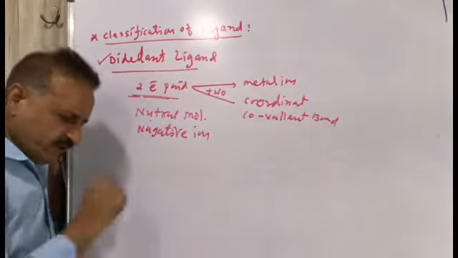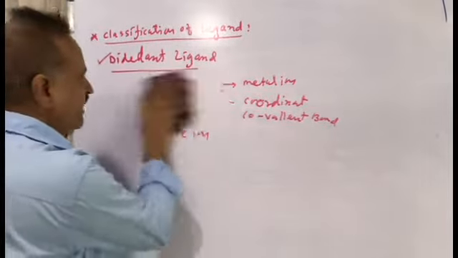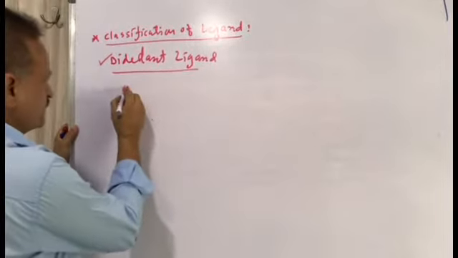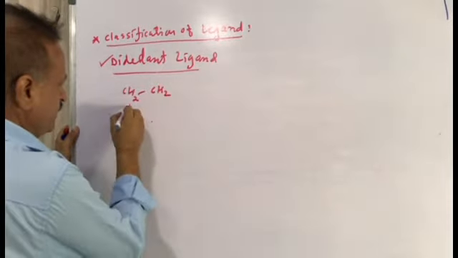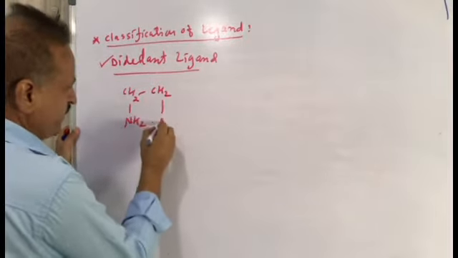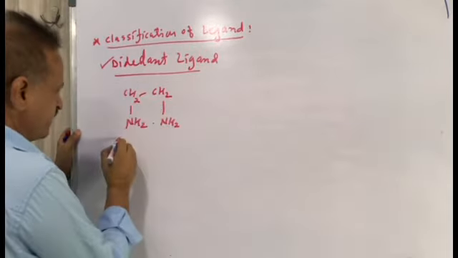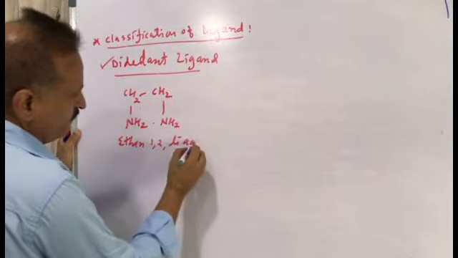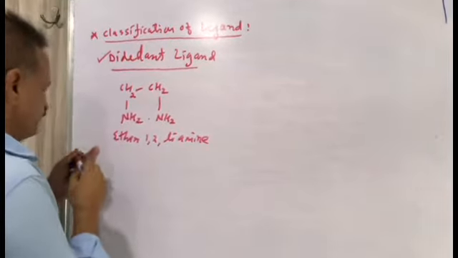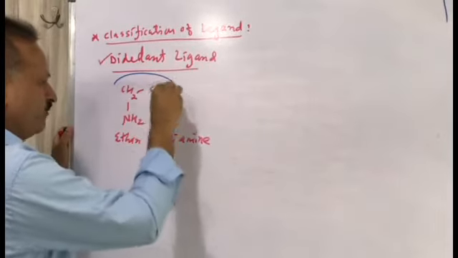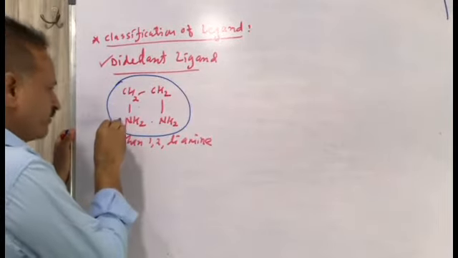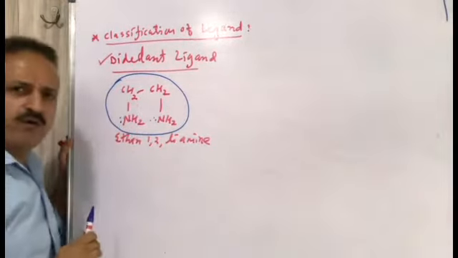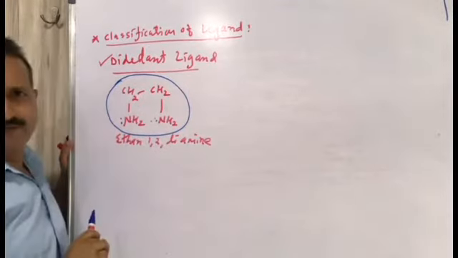This is the definition. Suppose we have ethane 1,2-diamine. Ethane 1,2-diamine is a bidentate ligand. CH2, CH2, here is NH2 and here is NH2. You can see that this is ethane 1,2-diamine. This is one molecule, one neutral molecule, and this one neutral molecule having 2 nitrogen atoms will donate 2 electron pairs to the metal ion.